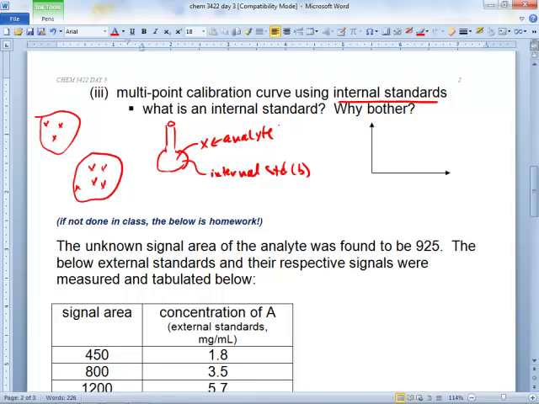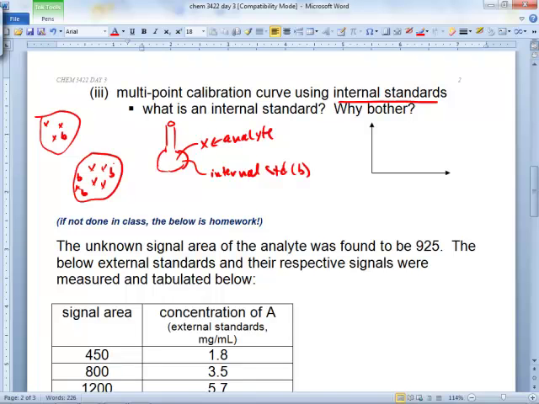So that means when I shoot this into the machine, I still sample different amounts. So in that top one, he didn't sample enough. That means I won't sample a whole lot of internal standard either. The bottom one, the machine sampled too much. Well, that means I'm going to sample too much internal standard too.